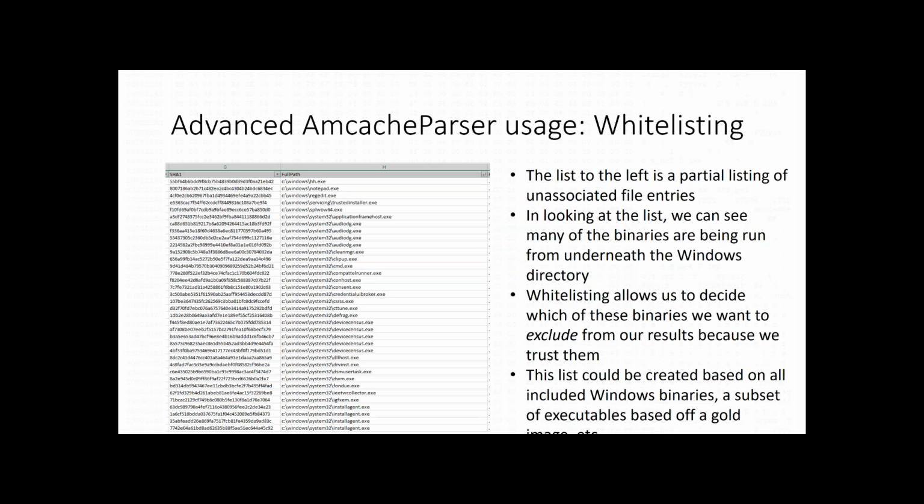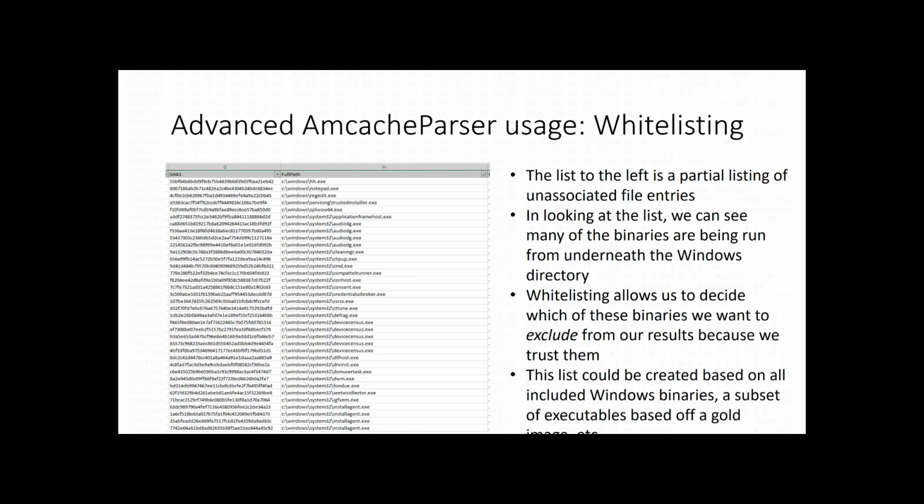So the last part that we want to talk about, there's two parts: we want to talk about whitelisting, we want to talk about blacklisting and the differences. So after I ran just the normal run, we get the unassociated program entries, or excuse me, file entries. And this is a partial list of what we would have in there. And we're interested primarily in the full path and the SHA at this point.